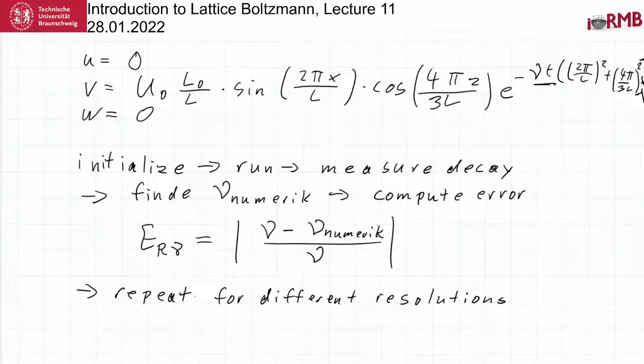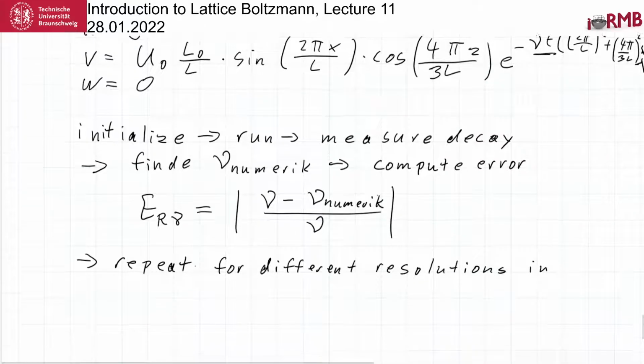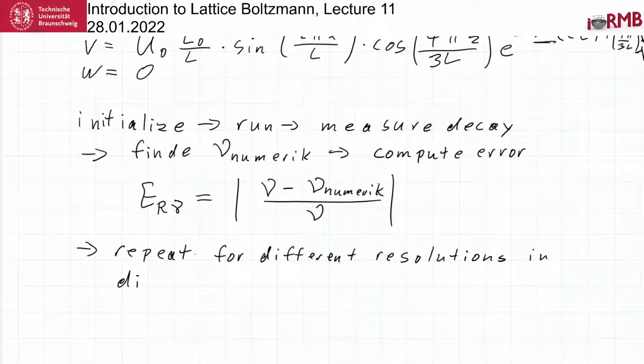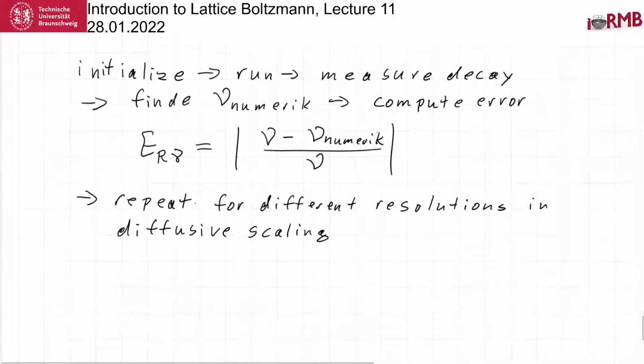And of course, we hope for diffusive scaling. We know already that we have a method that is supposed to be second order accurate. So we hope that if we double the resolution, we have only a quarter of the error.